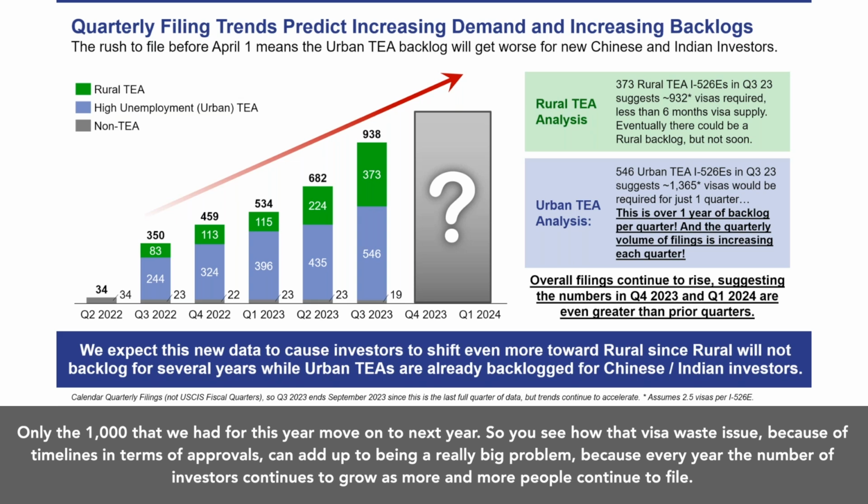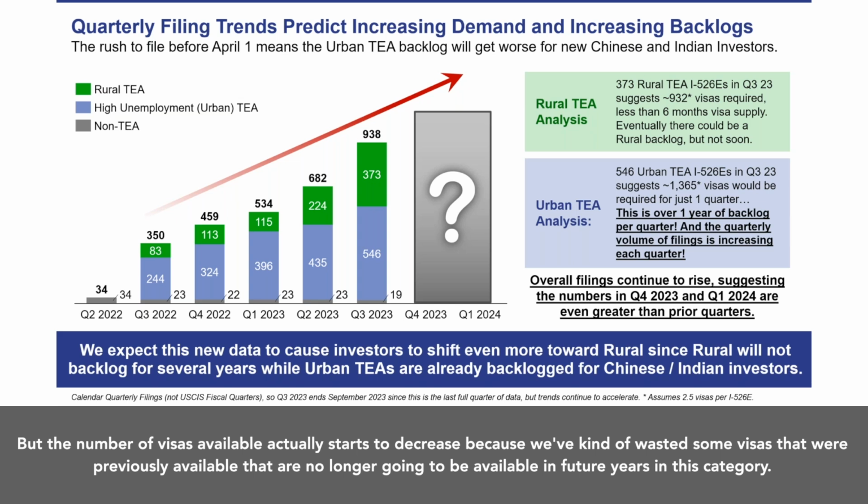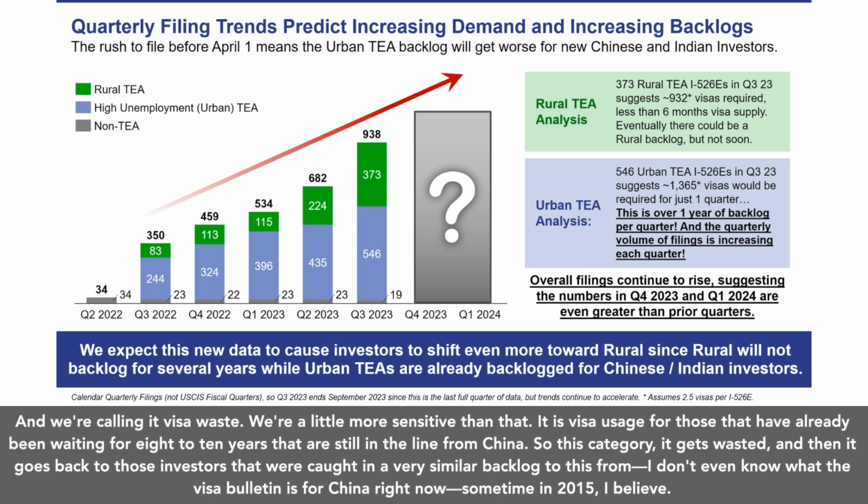So you see how that visa waste issue, because of timelines in terms of approvals, can add up to a really big problem. Every year the number of investors continues to grow as more and more people file, but the number of visas available starts to decrease, because we've wasted some visas that were previously available and are no longer going to be available in future years in this category. And we're calling it visa waste.